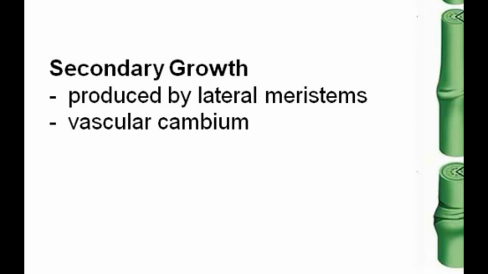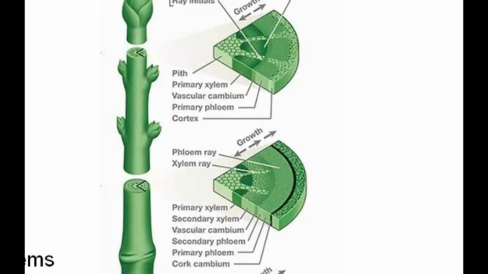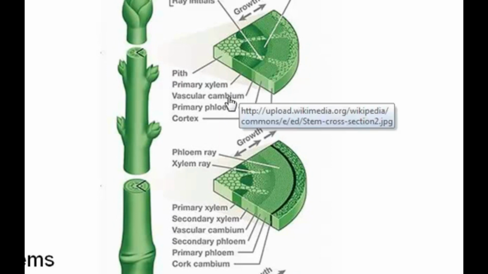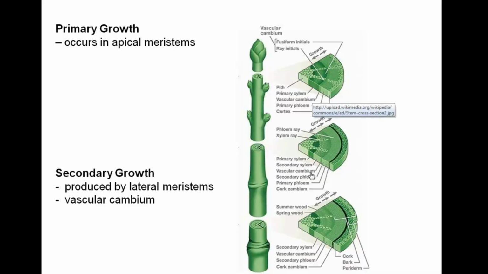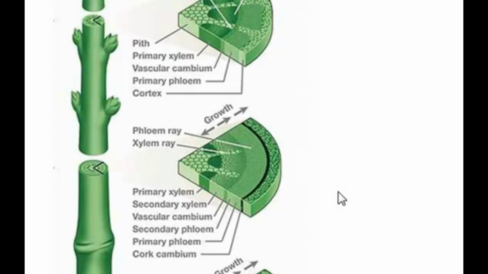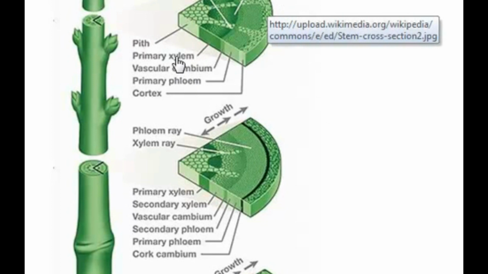Secondary growth is produced by lateral meristems. The vascular cambium, here and again here, is found between phloem and xylem, the vascular tissues in dicots. This is a lateral meristem. The vascular cambium is a lateral meristem. The first year, the apical meristem gives rise to primary xylem and primary phloem. Each year after that, the vascular cambium lays down secondary xylem to the inside and secondary phloem to the outside.